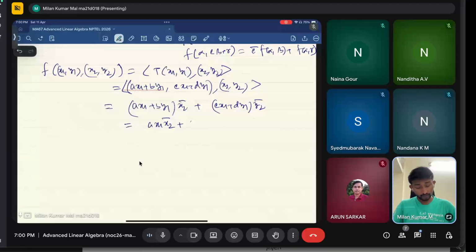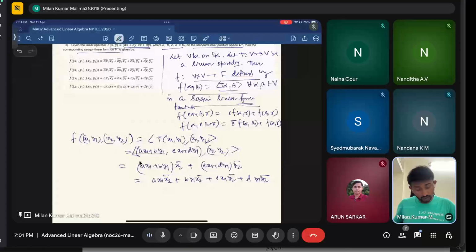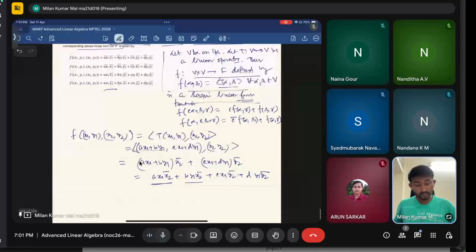If you look carefully, this is matching only with ax1 x2 bar, by1 x2 bar, cx1 y2 bar, and dy1 y2 bar. This is what it is, and all other options will automatically be incorrect because you can check that they are not matching in at least one place. So this is the correct option, all other options are incorrect.